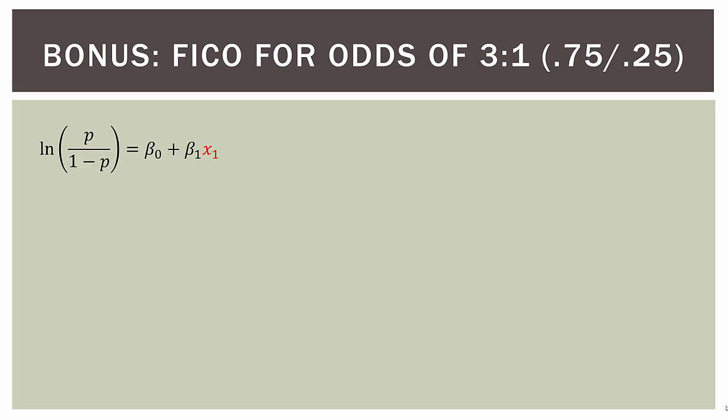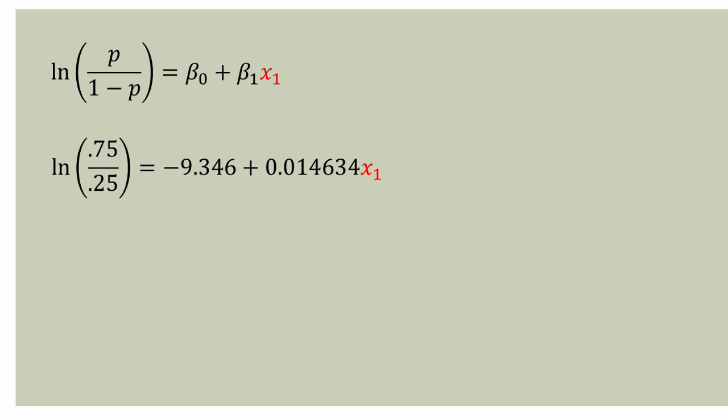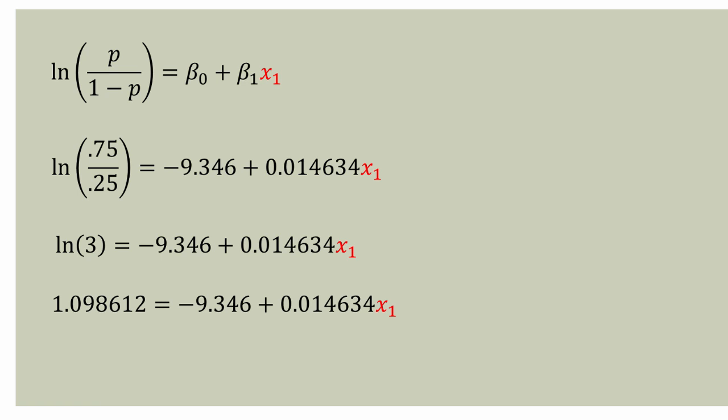So here's how we solved it. It's the same way we did the other one. So we have the natural log of the odds, so that's the logit. So 0.75 divided by 0.25 equals our linear combination of variables. So now we have the natural log of 3 equals our linear equation. So the natural log of 3 is 1.098612. Algebraically, we swing the 9.346 over to the left, so we add that to 1.098612.